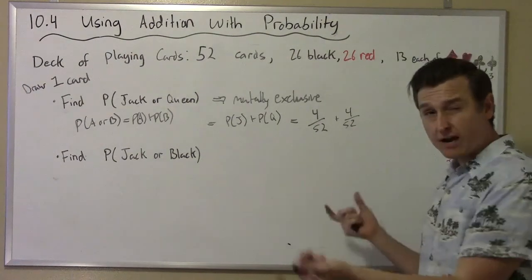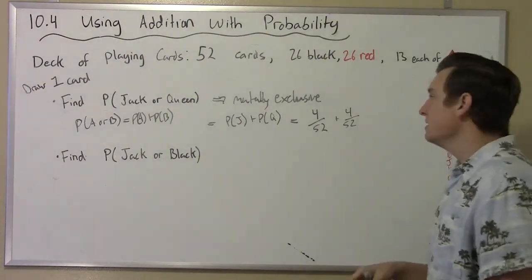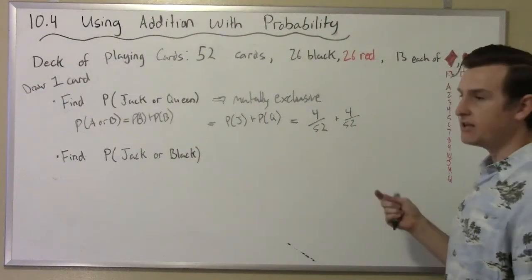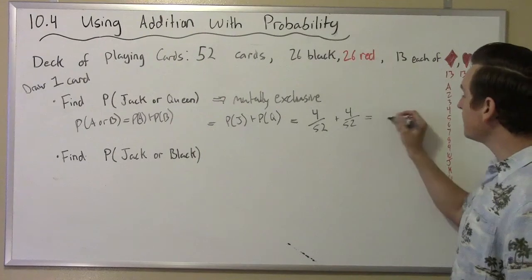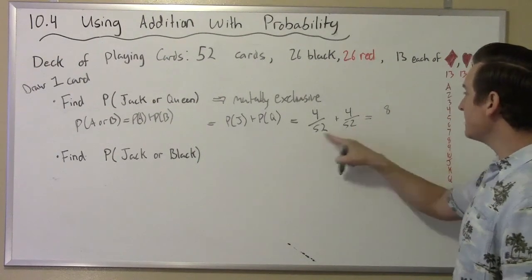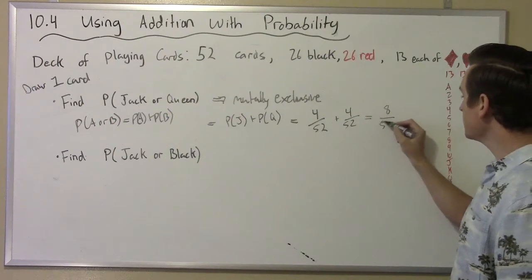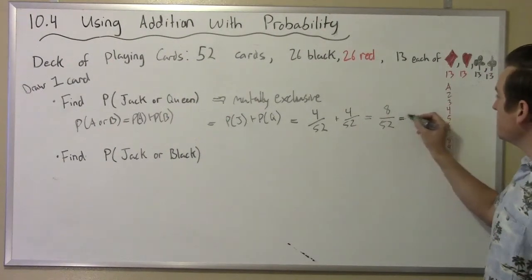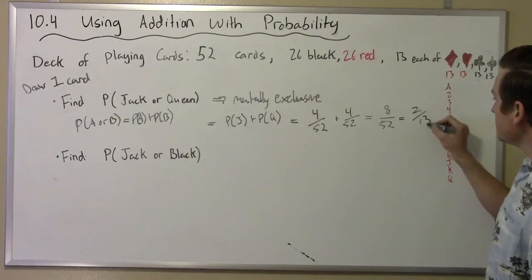Now we could simplify right here if we wanted to. These are each going to come out to be 1 over 13, and you could add it that way, or you could simplify at the end. Now since we're adding here, we have common denominators, so we're not going to add these. We're just going to keep that common denominator. Okay. So what that comes out to be is 2 out of 13.